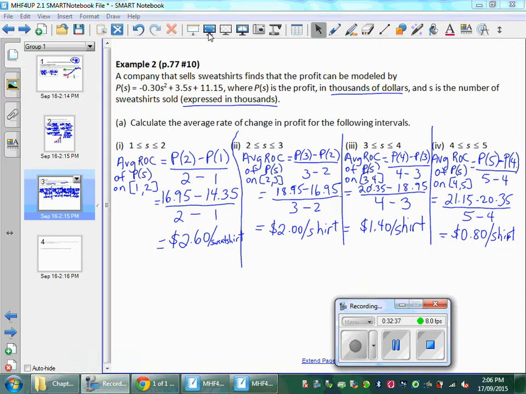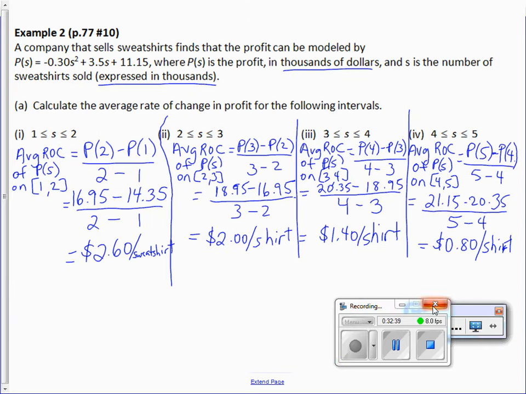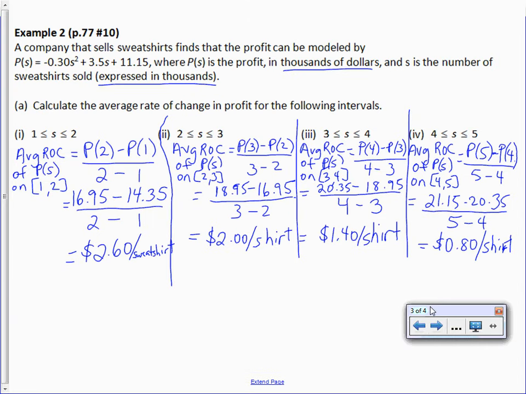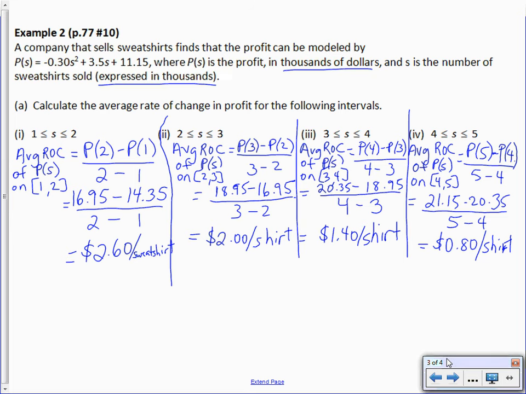Okay, so we found all of the intervals here, and we've calculated the rate of change on each interval, and we end up with these 4 rates of change. So we've calculated the average rate of change of profit for the following intervals. A question that was just asked was, does this mean it's a bad business because my rates of change are decreasing? Well, not really.